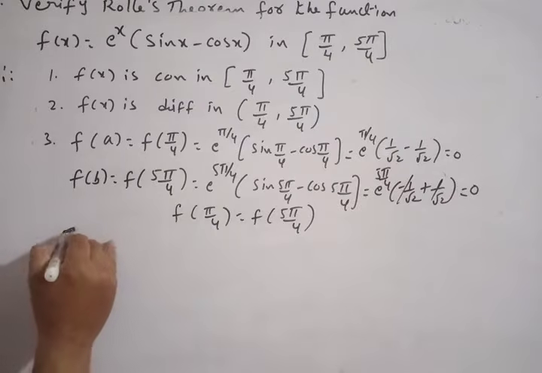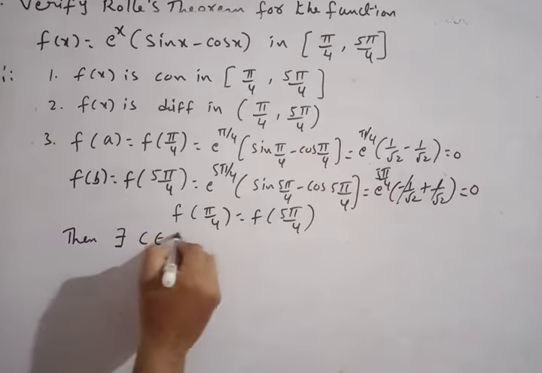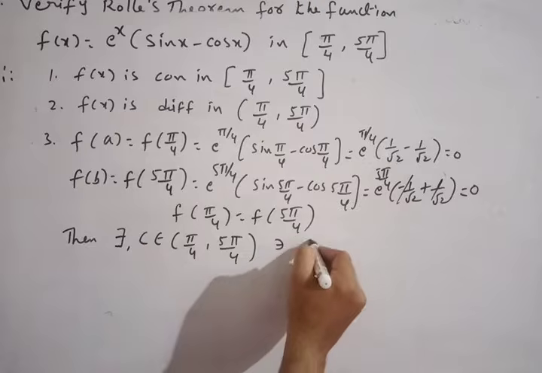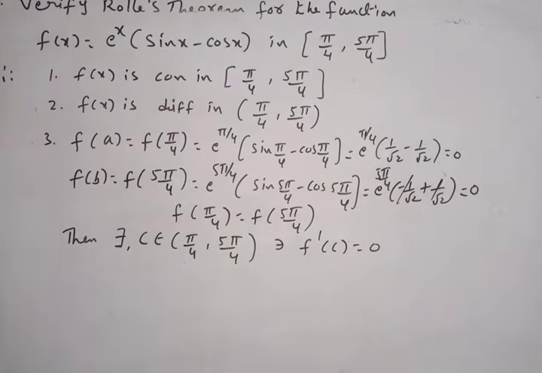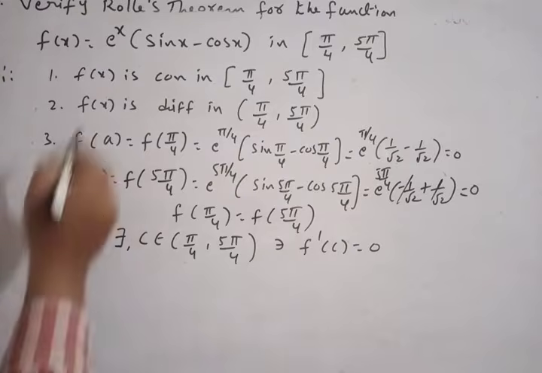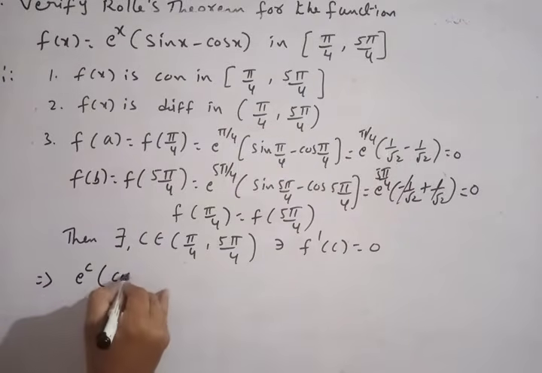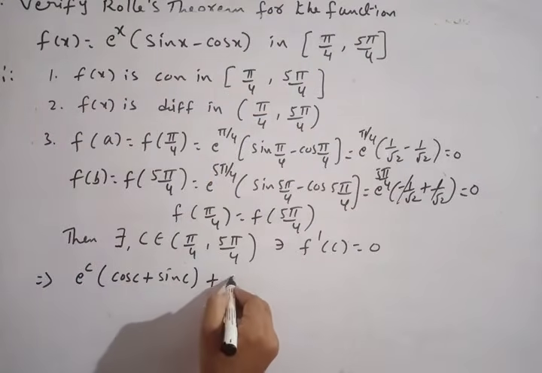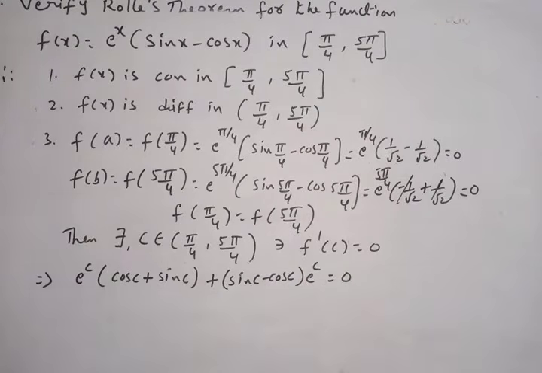Correct. So what you have to write? Then there exists c belongs to pi by 4 comma 5 pi by 4 such that f dash of c is equal to 0. Correct. So what is our f dash of c here? How to differentiate this one? UV method, no? See, this implies e power c into sin c differentiation, which is cos c, minus cos c differentiation, which is minus sin c. Correct? Minus of minus is plus, c into sin c minus cos c, e power c differentiation is e power c only. Correct? UV method I did, right?